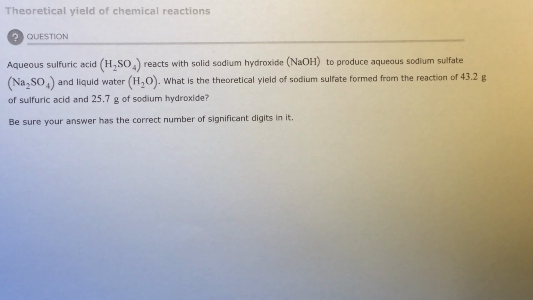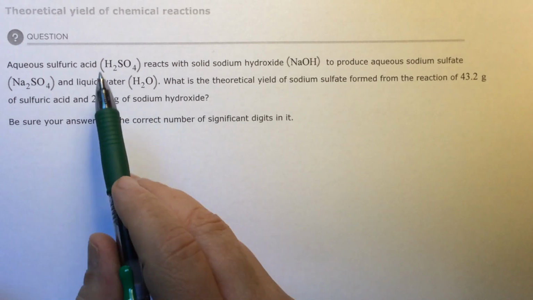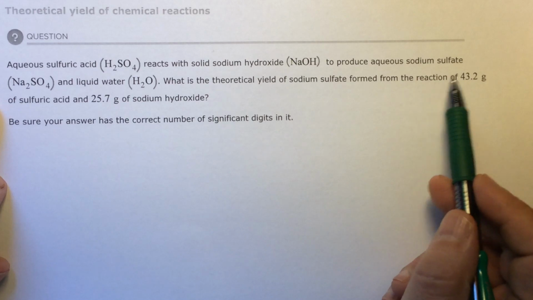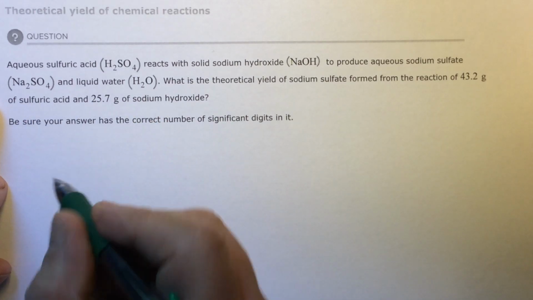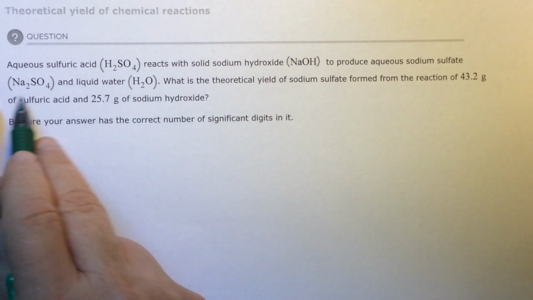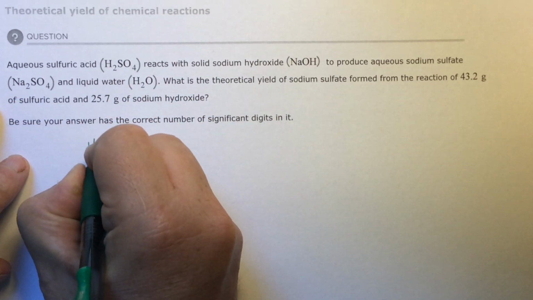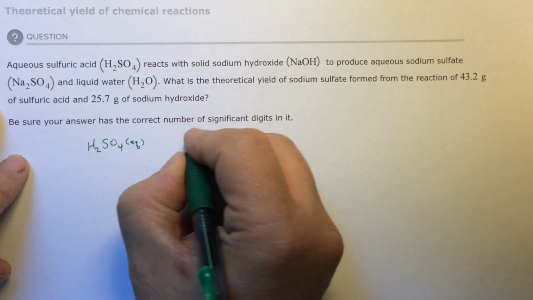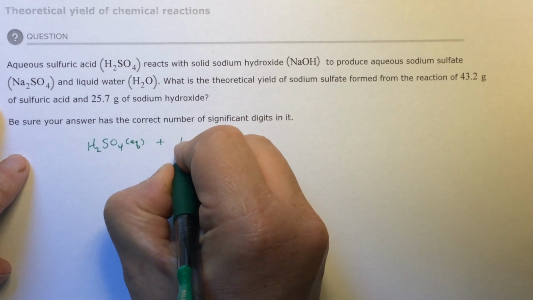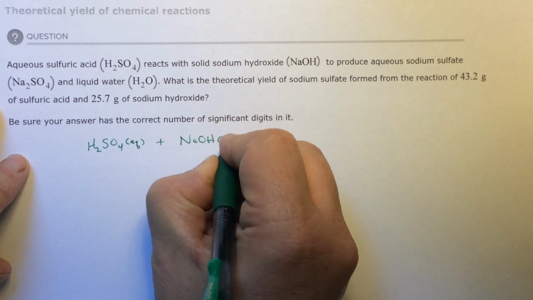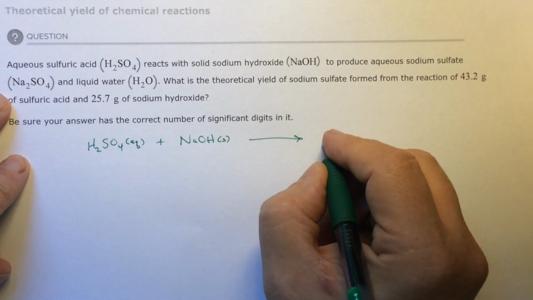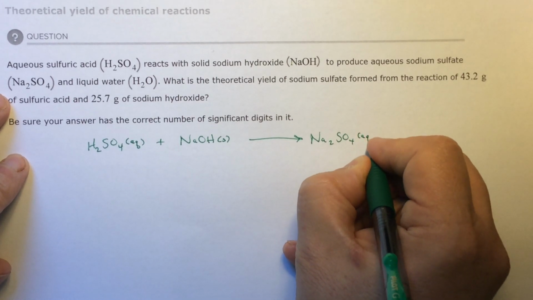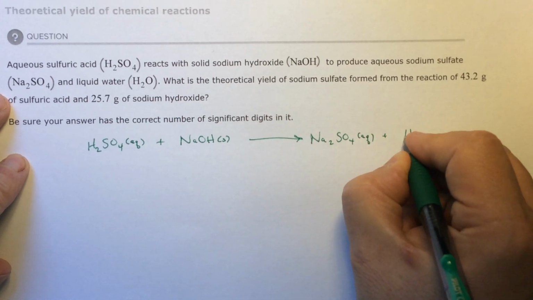All right, so let's see. This says aqueous sulfuric acid reacts with solid sodium hydroxide to produce aqueous sodium sulfate and water. So I've got two reactants producing two products. So I have H2SO4, aqueous, plus NaOH, solid, yields aqueous Na2SO4, plus water.